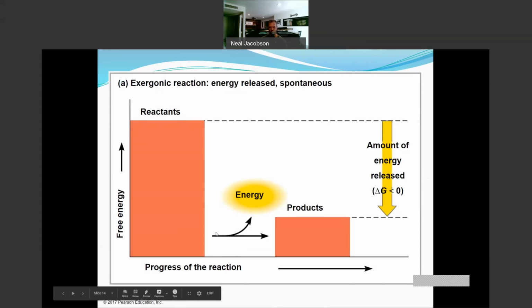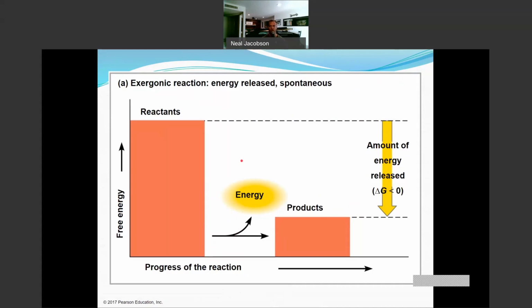Energy is being released from that system into the environment. And when it's all said and done, your products, what you're left over with at the end, are going to have less free energy than what you started with. And so the amount of free energy decreases, which means delta G is less than zero, negative, right? It's a release of free energy from that system.